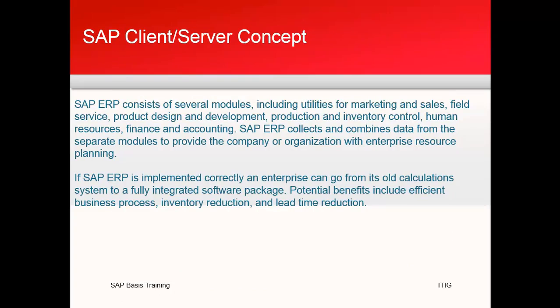Now the client server concept. SAP ERP consists of several modules, including utilities for marketing and sales, field service, product design and development, production and inventory control, human resources, financial and accounting. SAP ERP collects and combines data from separate modules to provide the company or organization with enterprise resource planning. If SAP is implemented correctly, an enterprise can go from its old calculation system to a fully integrated software package. Potential benefits include efficient business processes, inventory reduction, and lead time reduction.